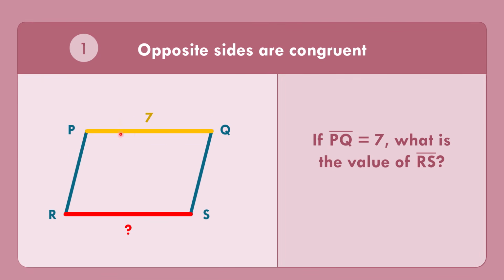So, if line segment PQ is congruent to line segment RS, and PQ equals 7, what is the value of line segment RS? Line segment RS is also equal to 7, because PQ is congruent to line segment RS. It means whatever the value of PQ is, it is equal to the value of line segment RS. So, line segment RS equals 7.